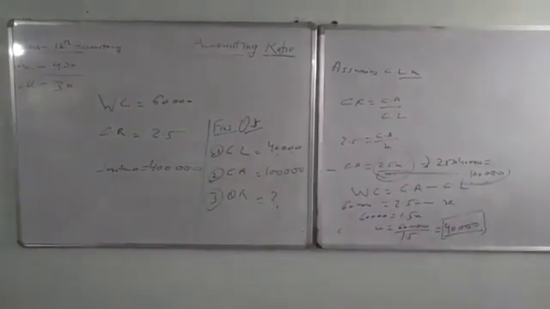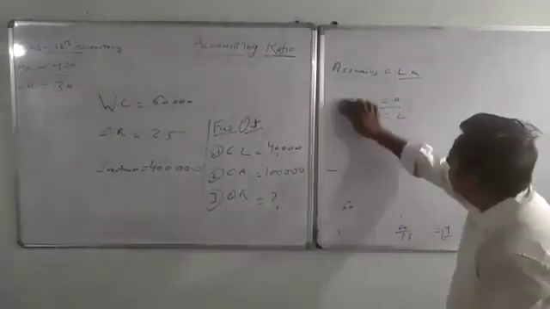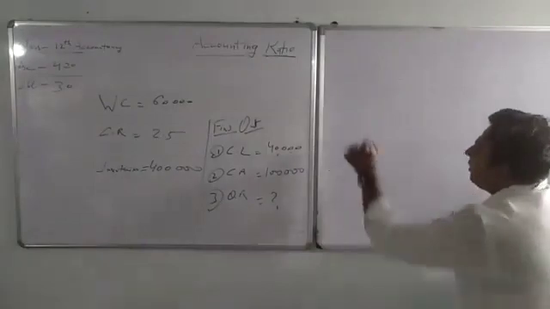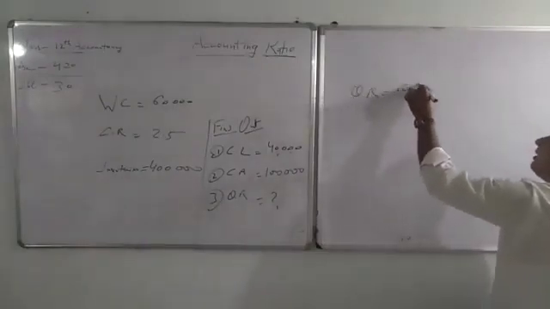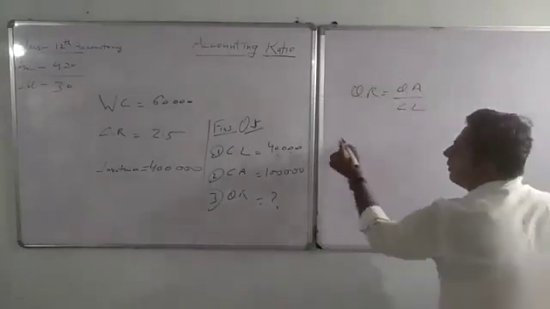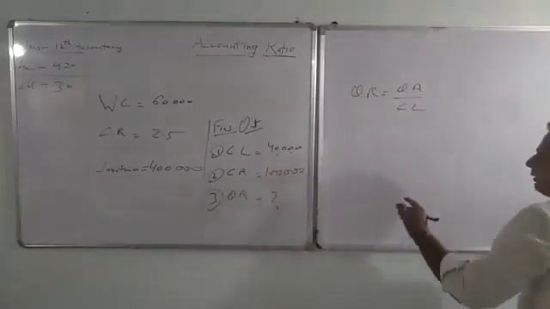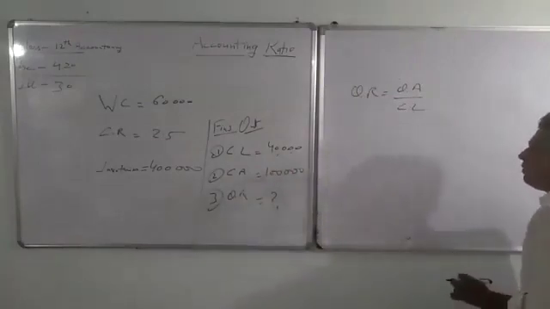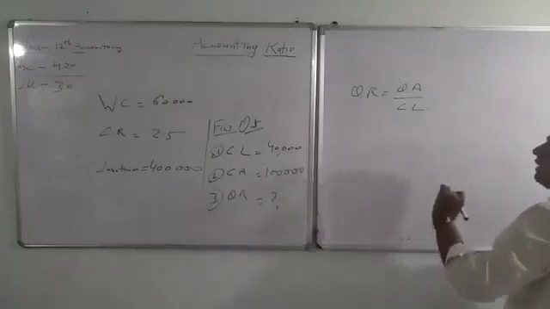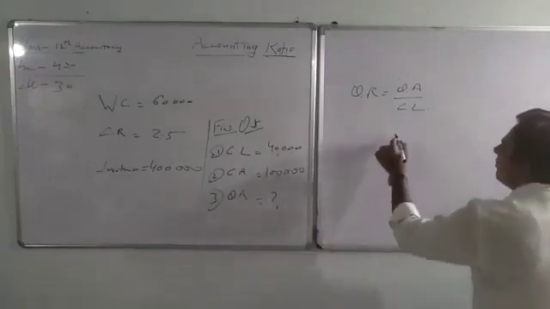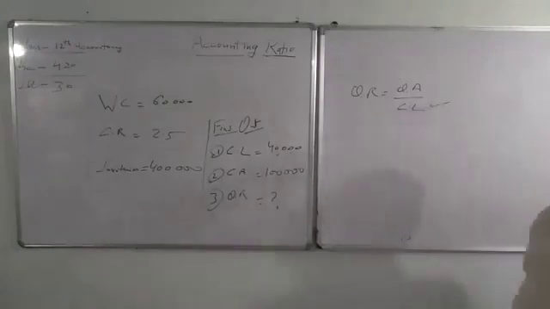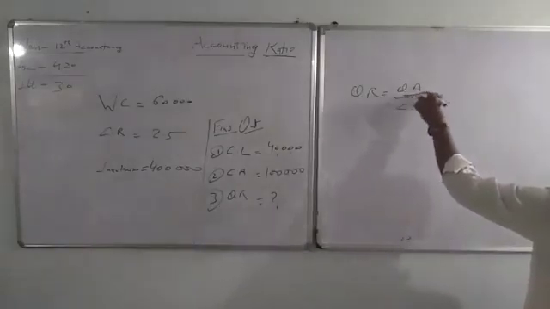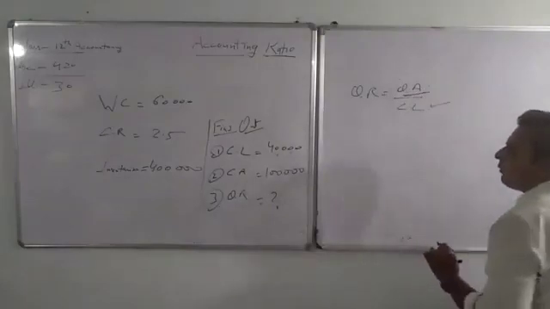For finding quick ratio, quick ratio is equal to quick asset divided by current liability. Quick ratio is nothing given. Quick asset is also not given. Current liability is given to us. How much? 40,000. We have already found it out. So we know the current liability is with us. Quick asset we don't know. So first of all we have to find this quick assets. So for quick asset what we have to do?